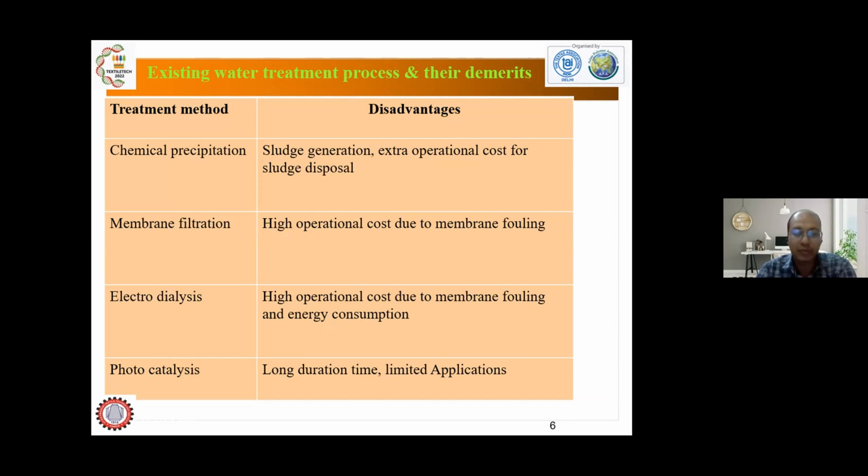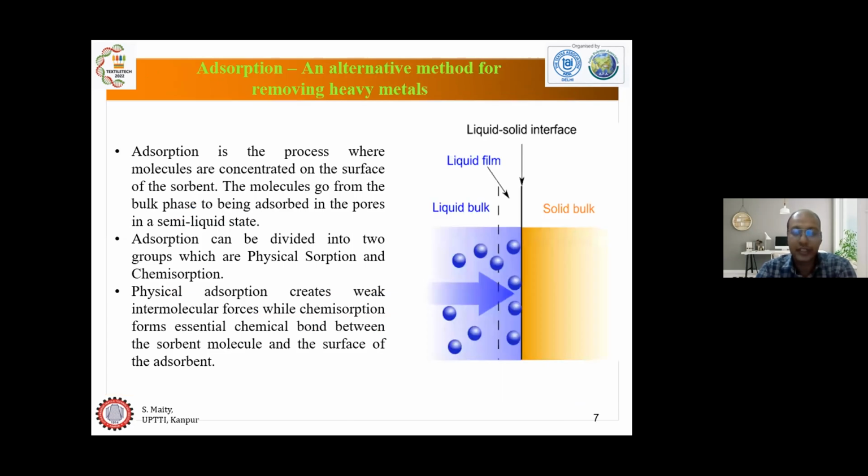Those methods have their merits, and there are demerits also. But those methods are not so suitable for removing heavy metals from water. Membrane filtration is one method, but the operational cost is very high, the membrane fouling is very quick, and you need to replace the membrane if you go with membrane filtration for cleaning heavy metals from wastewater.